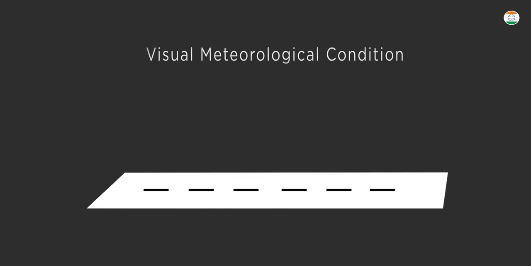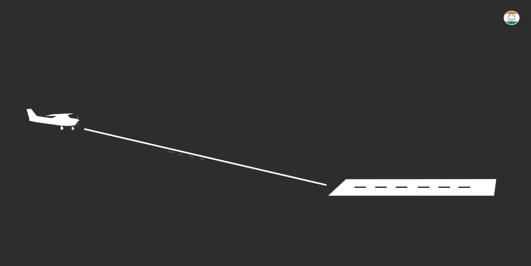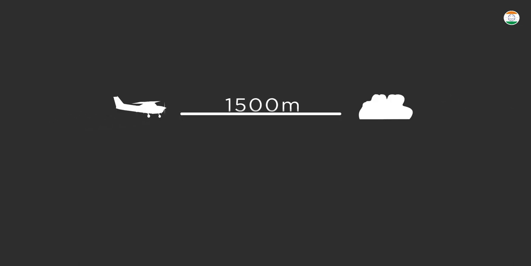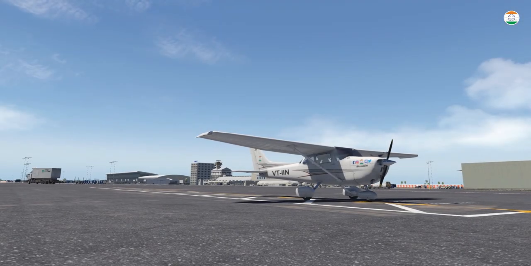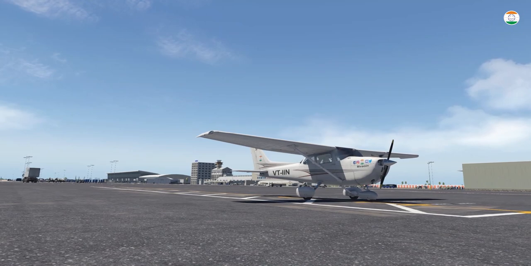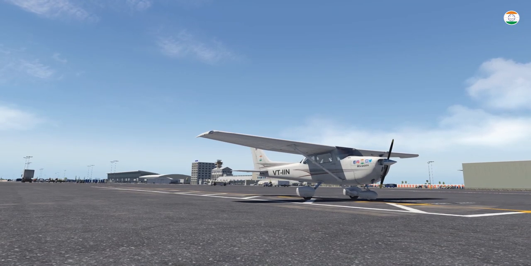To fly a VFR circuit, you should have at least 5000 meters of visibility and cloud separation of 1500 horizontally and 1000 feet vertically. If you wish to know more about VMC minima, please check the link in the description box below. Enough talk, let's jump into the cockpit.